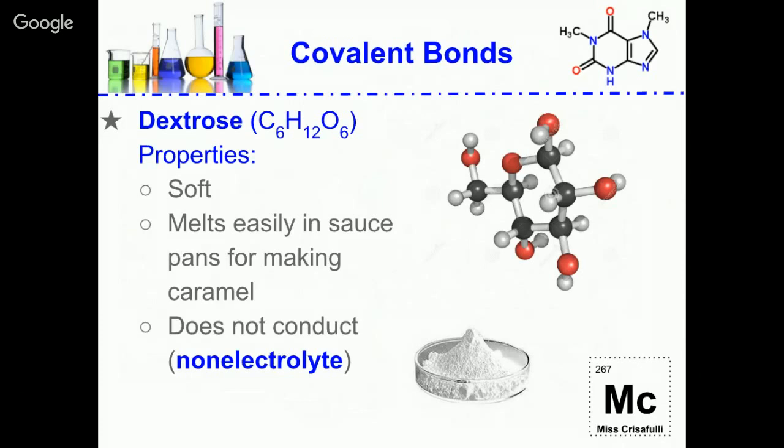So remember a couple of slides before, we said that ionic compounds are considered to be electrolytes because they're electrically conductive, they conduct electricity. So things that are not electrically conductive and do not conduct electricity are called non-electrolytes.